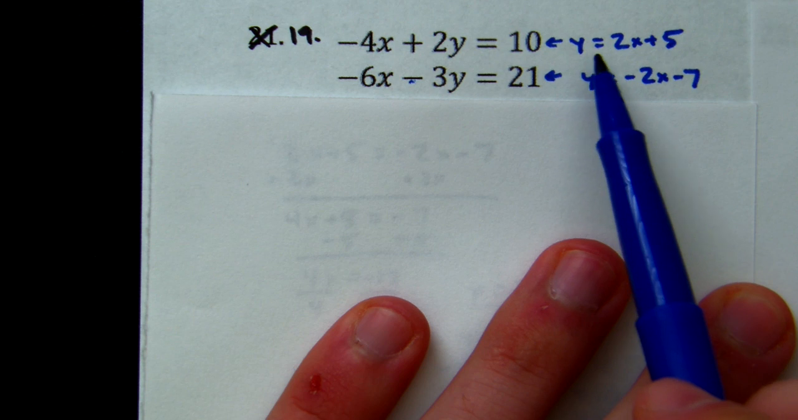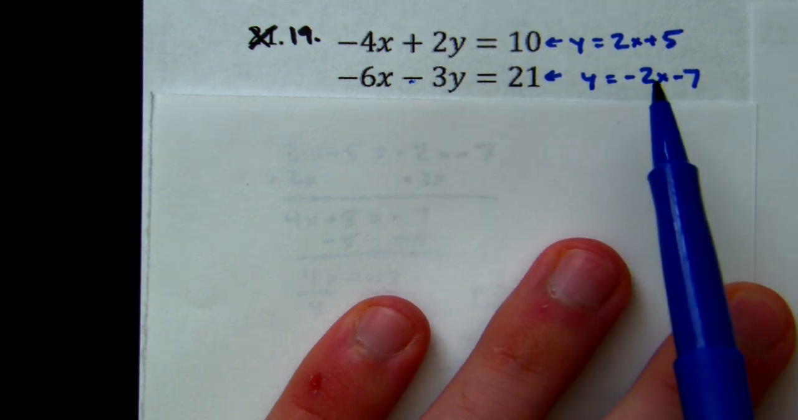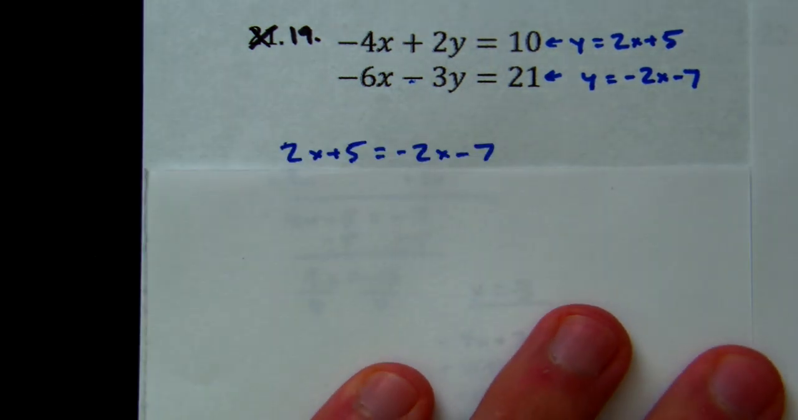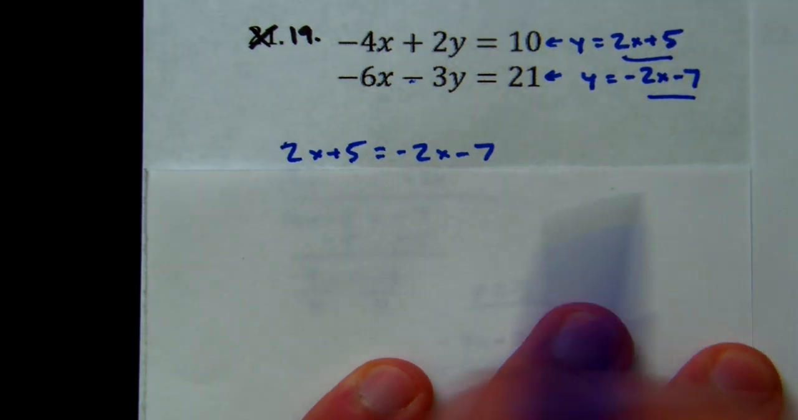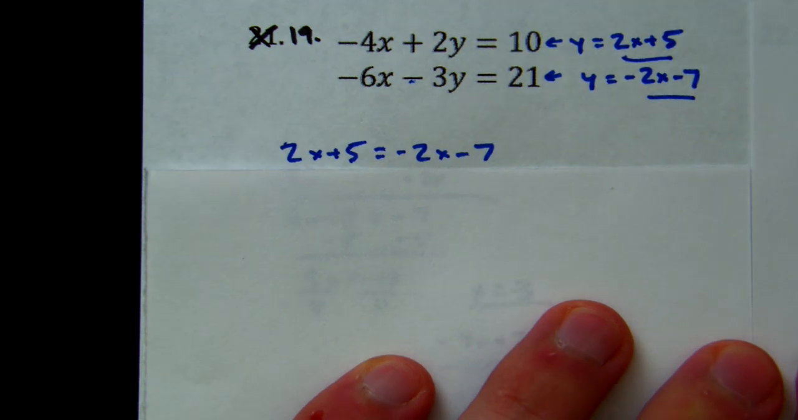So this one solved for y is y equals 2x plus 5, and this one solved for y is y equals negative 2x minus 7. So we set mx plus b equal to mx plus b. We took this, and we set it equal to this, because that was the solve for y. So we have 2x plus 5 equals negative 2x minus 7.